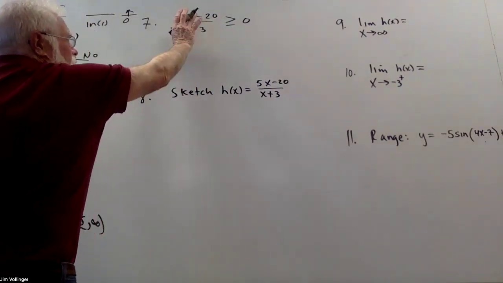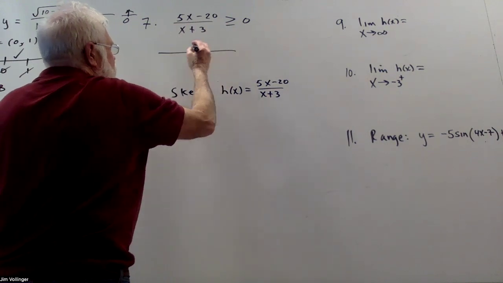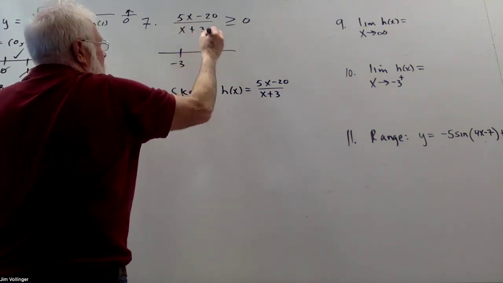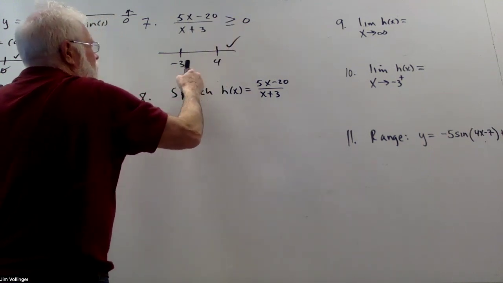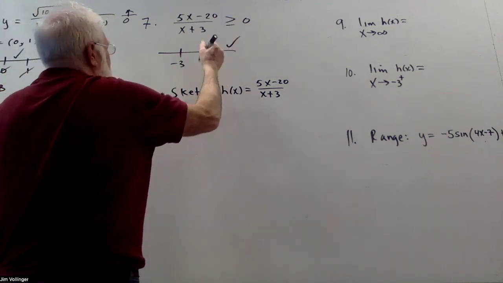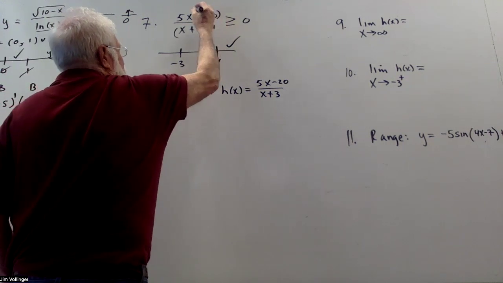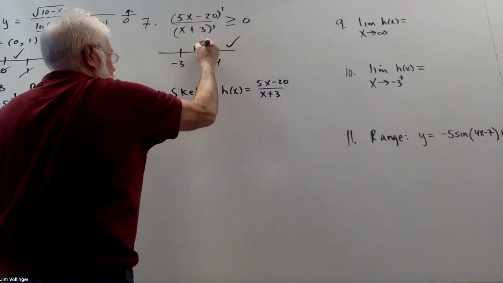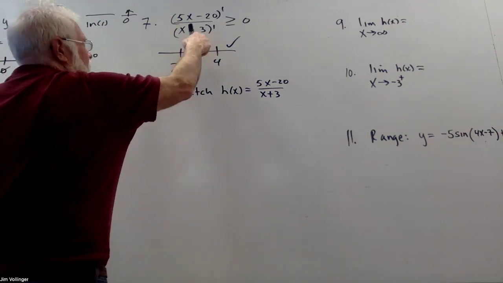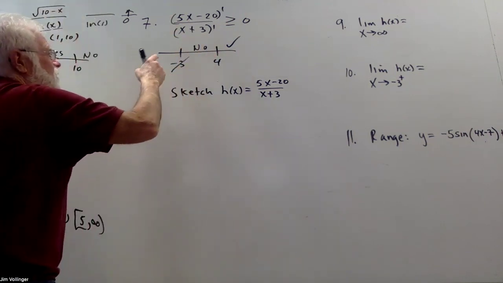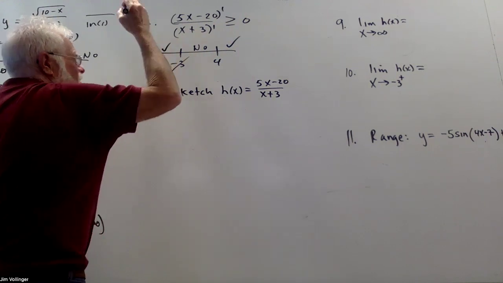Sign chart works great here for greater than or equal to 0. -3 critical, +4 critical. Can I use numbers bigger than 4? Yes. Can I use numbers between -3 and 4? I can't, because I know there's sign changes. You can check that. That's going to be no. -3, I can't divide by 0. And then there's a sign change, so that's going to be a yes.